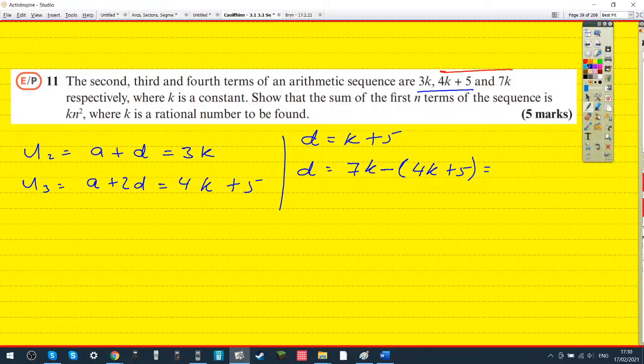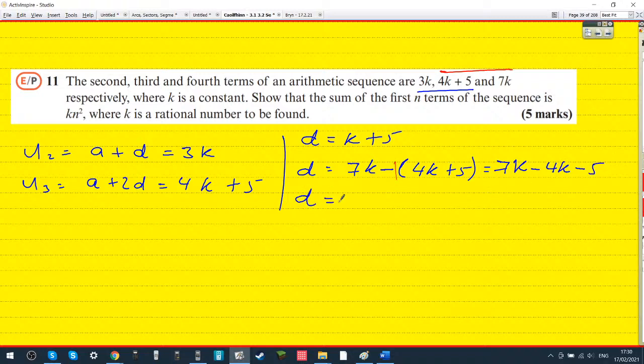Taking away a bracket is the same as expanding it by -1. Minus 4k minus 5. So it's 7k minus 4k minus 5. Simplify. D is 3k minus 5. In the first one we said D is k plus 5.